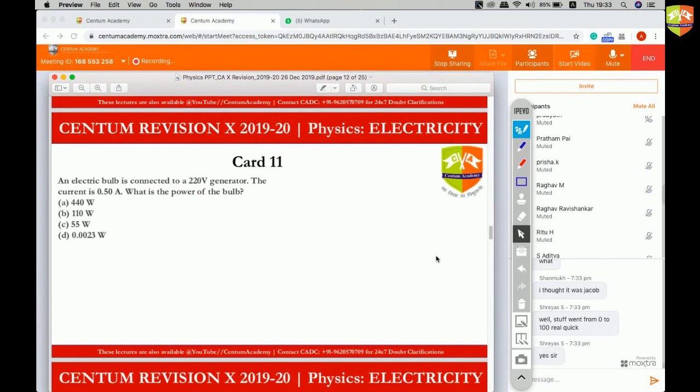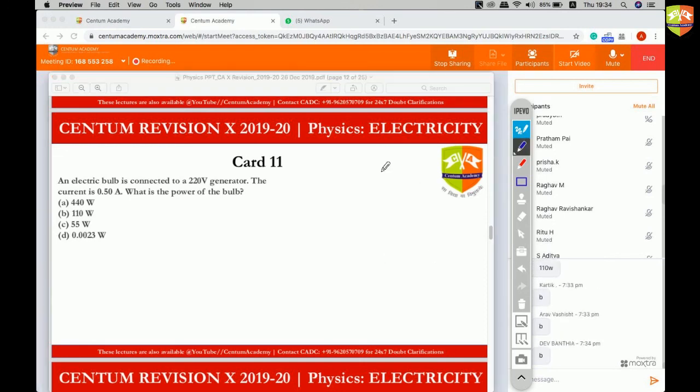No. Understand this. Come back to the ground. This is your battery. This is the negative potential end and this is the positive end. Electrons are moving, right or not? Clear? And the only correct answer for this is B.